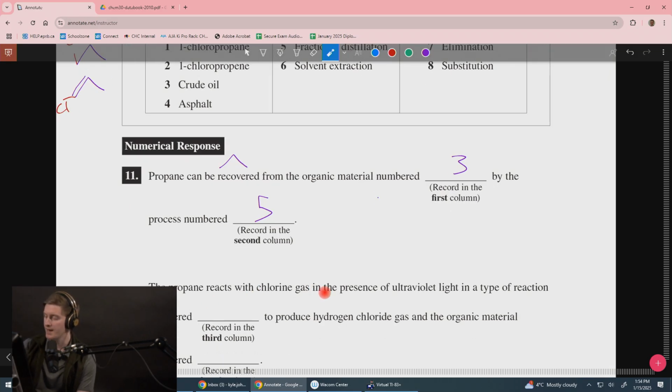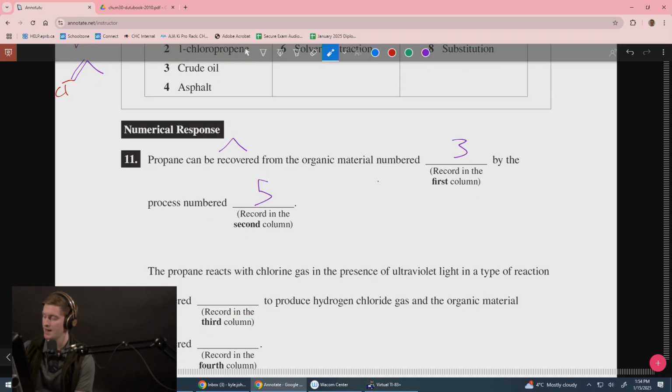Propane reacts with chlorine gas in the presence of ultraviolet light in a type of reaction numbered what to produce hydrogen chloride gas, and the organic material numbered what. Okay, we have 2 products and we have 2 reactants. We have propane plus chlorine gas in the presence of UV light. What will we make? Well, if we have 2 things reacting and we end up with 2 products, they actually tell us what one of our products is. We end up with HCl, hydrogen chloride gas. We can put the little gas state there.